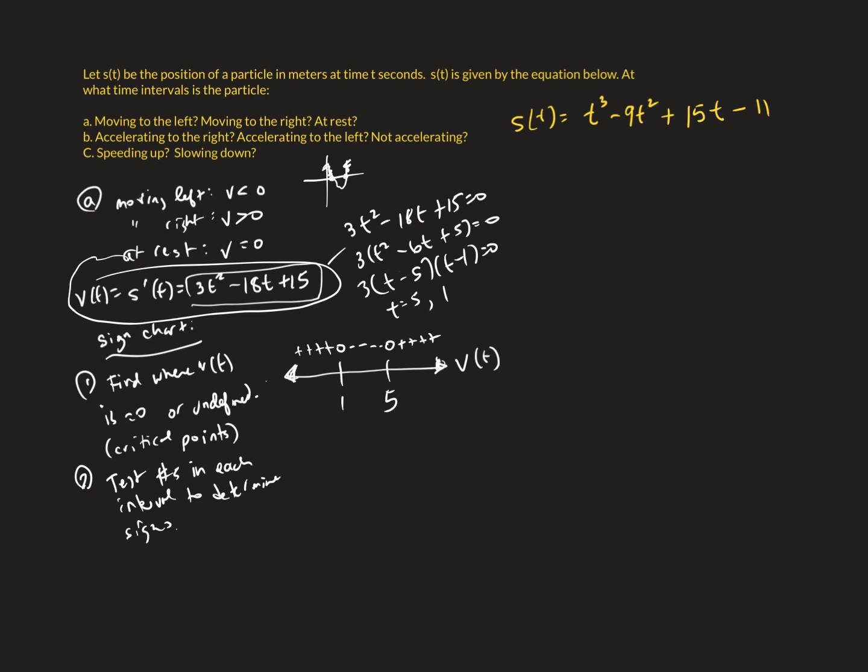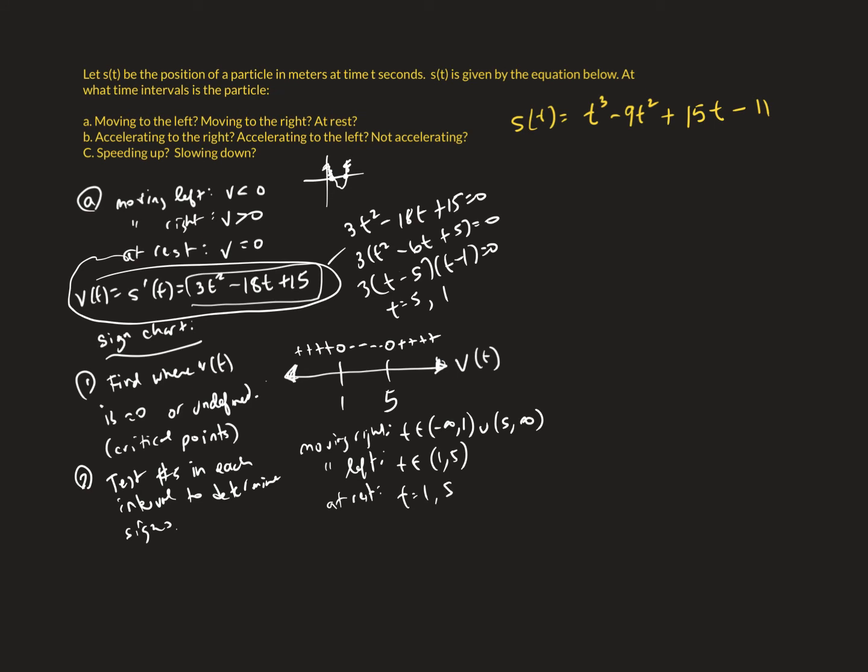So what this basically means is my velocity is positive, which means it's moving to the right, when t is less than 1, so negative infinity to 1. Now you probably would have a problem that says t has to be greater than 0, so it would be from 0 to 1 in that case. And then from 5 onward. And it's moving left when t is between 1 and 5. It's at rest when t is 1 and when t is 5.